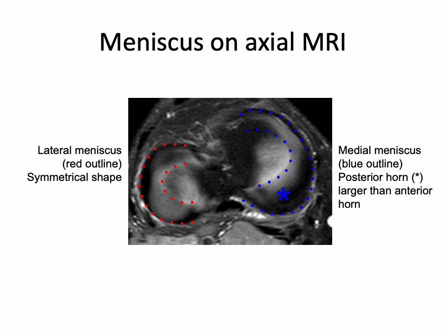On axial imaging, the lateral meniscus is a symmetrical C shape, and the medial meniscus is seen more as a comma shape with a larger posterior than anterior horn.